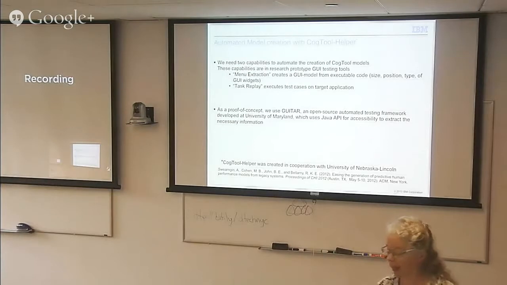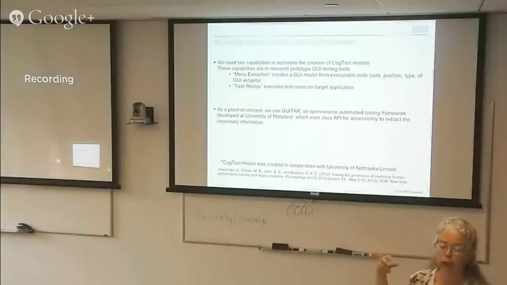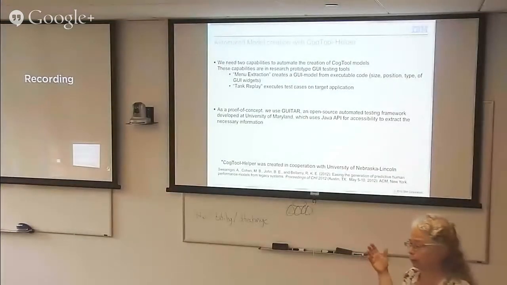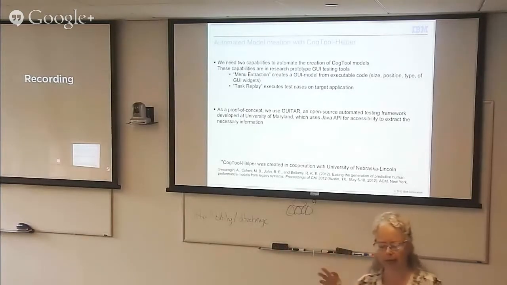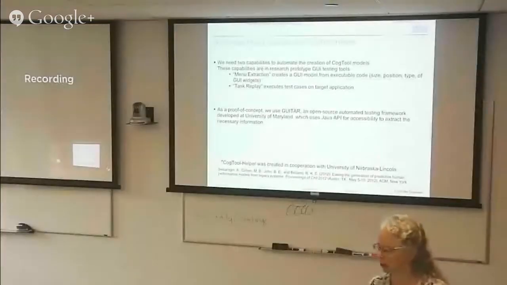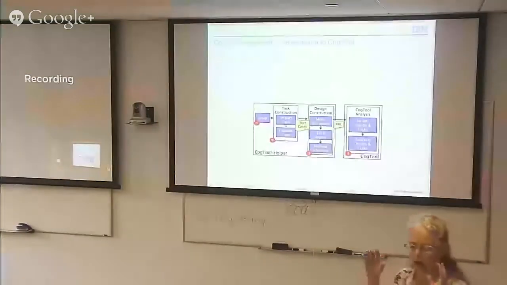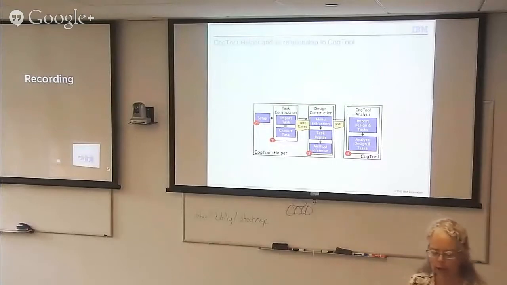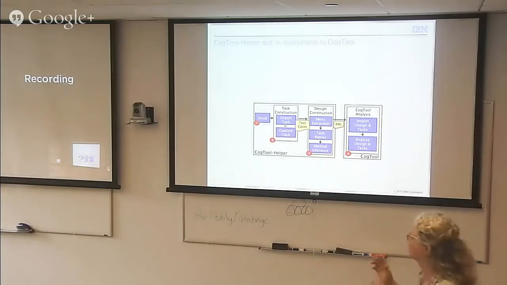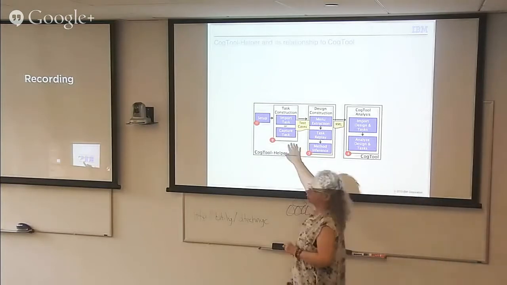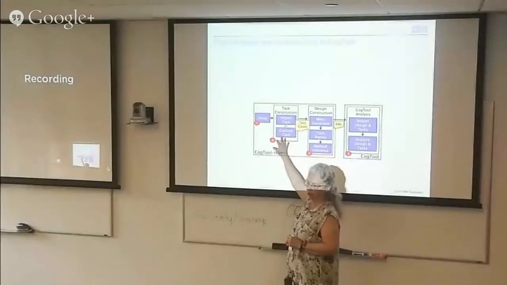These two things actually exist in research GUI testing tools. So as a proof of concept, we used a tool called Guitar that comes out of the University of Maryland, which uses the Java APIs for accessibility to extract this information. We had to modify it a little bit. It's also open source. And this is how Cogtool Helper relates to Cogtool. We do a little setup first, and then a task construction where we capture these tasks. You can also save them and import them later.